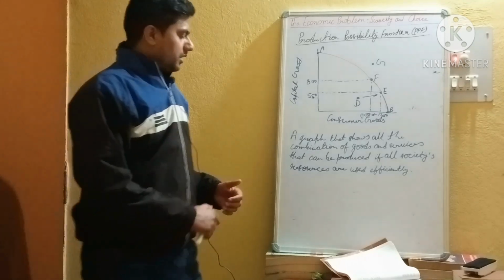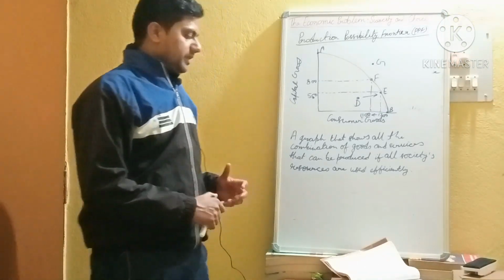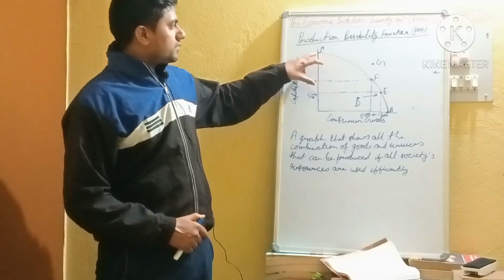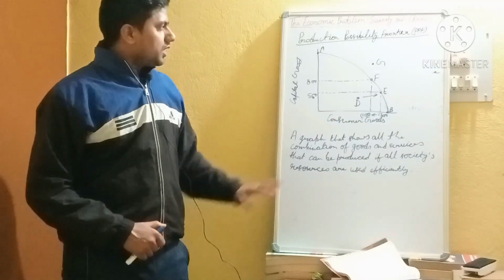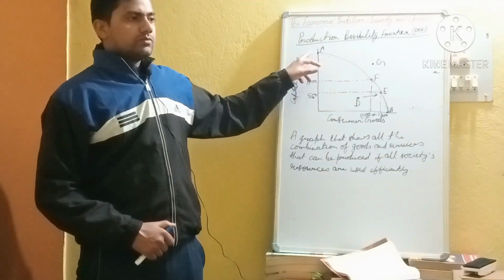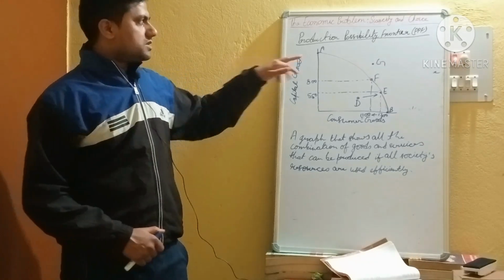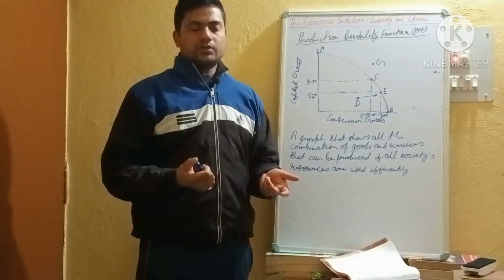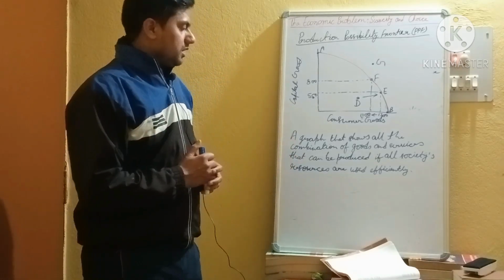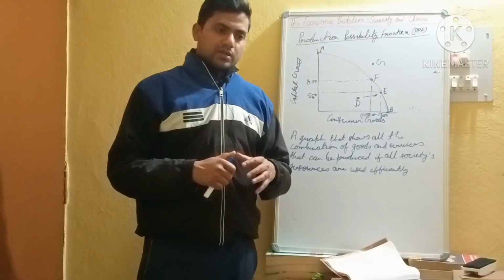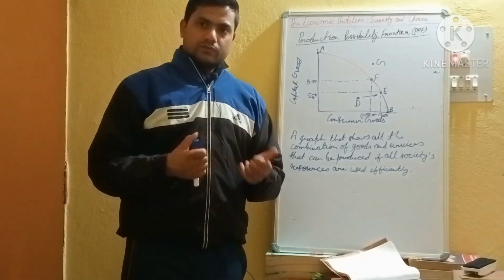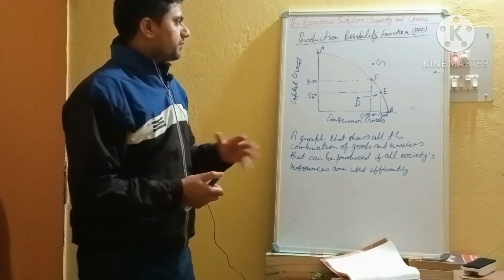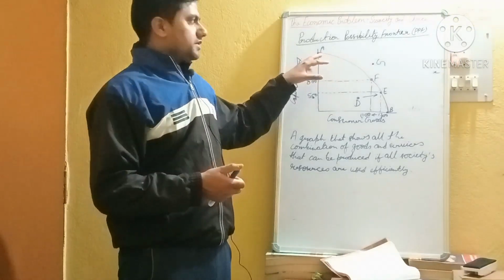Now the next point is the efficient mix of output. Here you can see point A and point B. If we are producing goods and services at point A, that is an efficient way to produce, meaning we are using resources to their full extent, in an efficient manner.